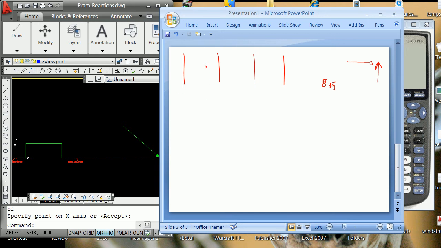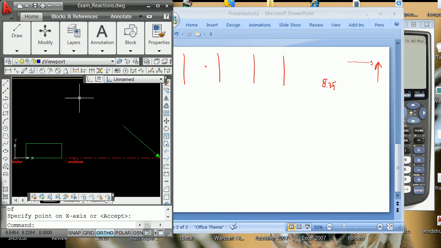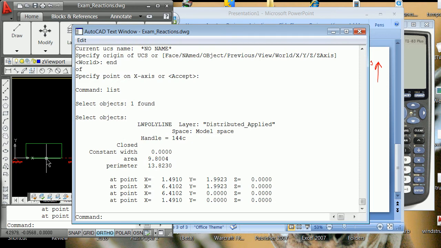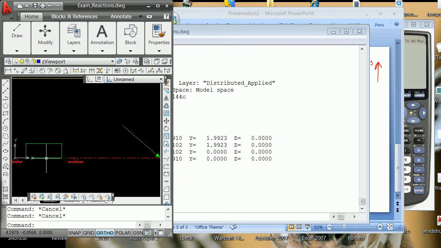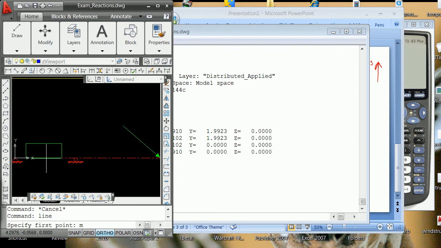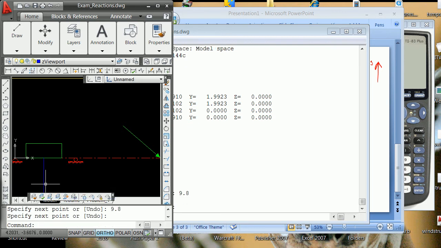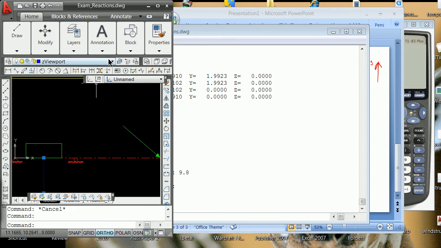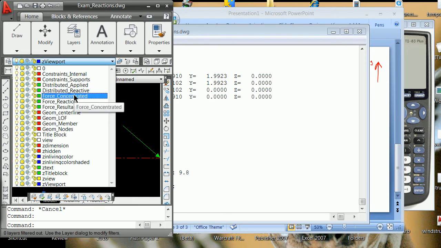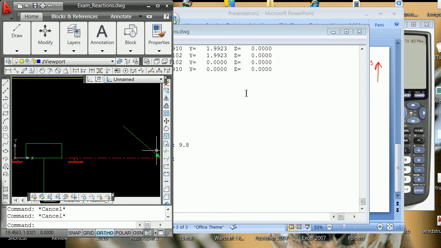Now, that said, you can go to here and remember that the first thing you've got to do is get an area and place it at the midpoint, the centroid, and you can slide that down to line, so you can do a list or a mass prop. In all reality, you would like to put it really at the middle. The area is 9.8 in this case. And what you do is you draw a line from the midpoint of this, you pull it down, make it go 9.8. And in all reality, you should put that on the correct layer, that habit of going into viewport, and that's a force resultant.